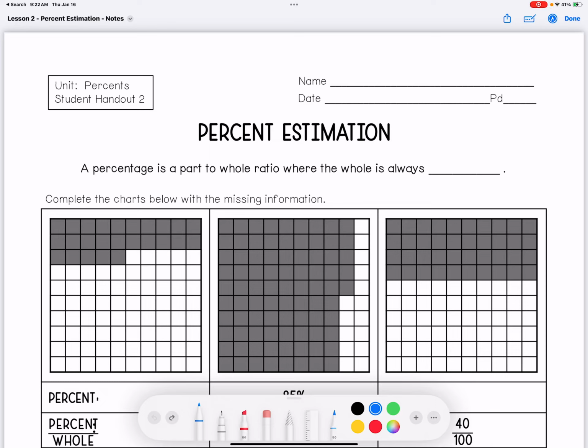Good morning. Still in unit percent, student handout number 2, percent estimation.